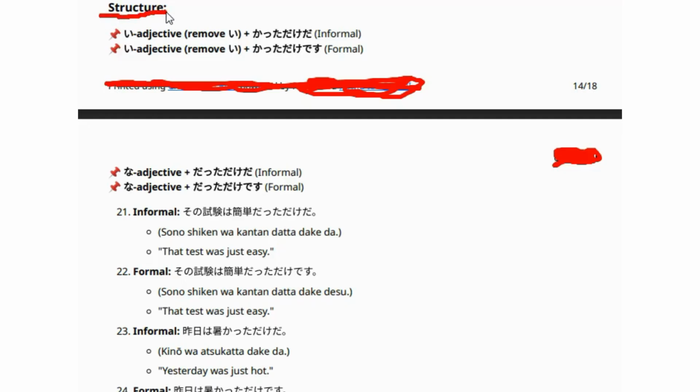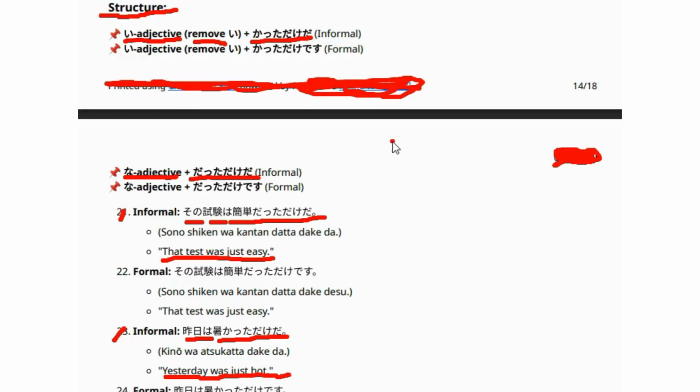So the structure of past tense with adjectives. For I adjective, remove I plus katta dake desu, and for na adjectives plus datta dake da. For example, sono shiken wa kantan datta dake da, means that test was just easy. Next example is kinou wa atsukatta dake da, means yesterday was just hot.